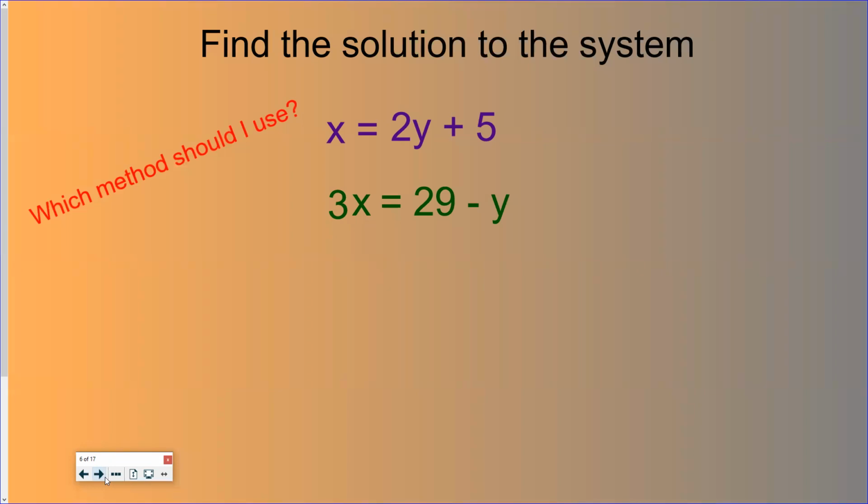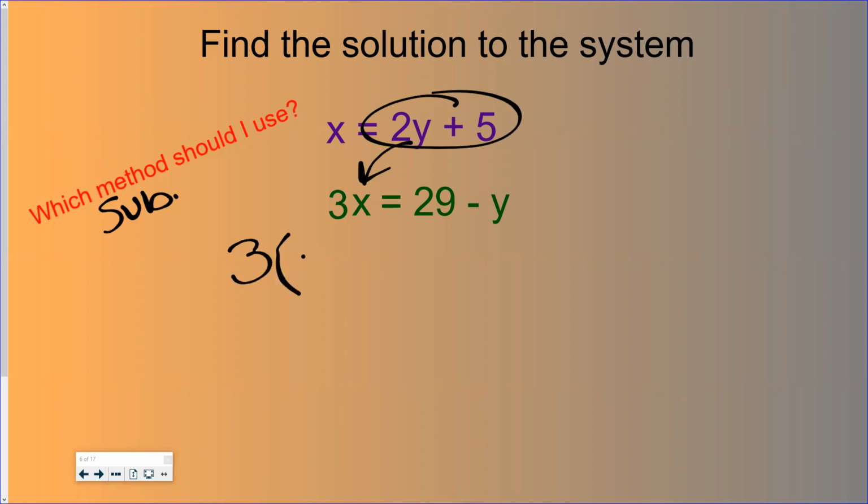All right, let's try this next one. Okay, I see an x equals. Automatically, I see an x equals. That tells me substitution is probably the best method to use. So I'm going to take whatever x is equal to and put it in that equation. So now I have 3, but instead of x, I have 2y plus 5 equals 29 minus y.